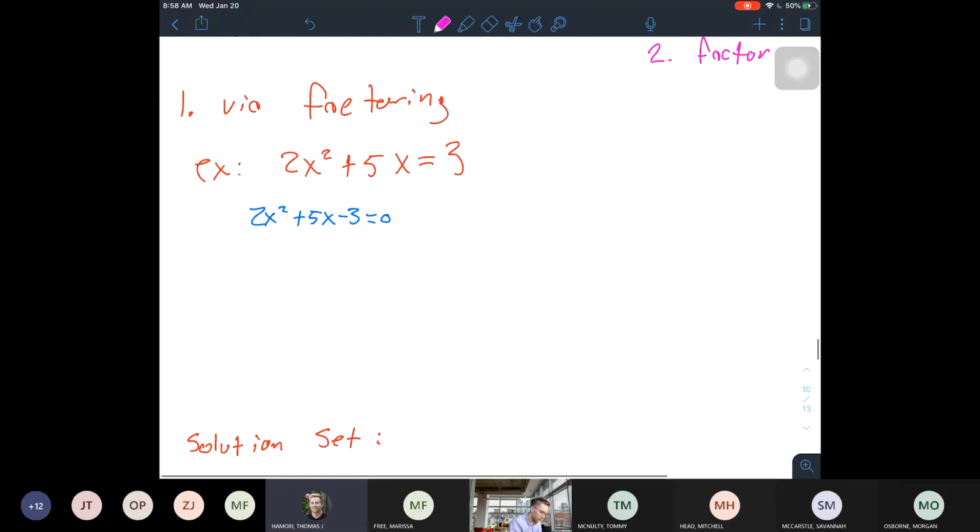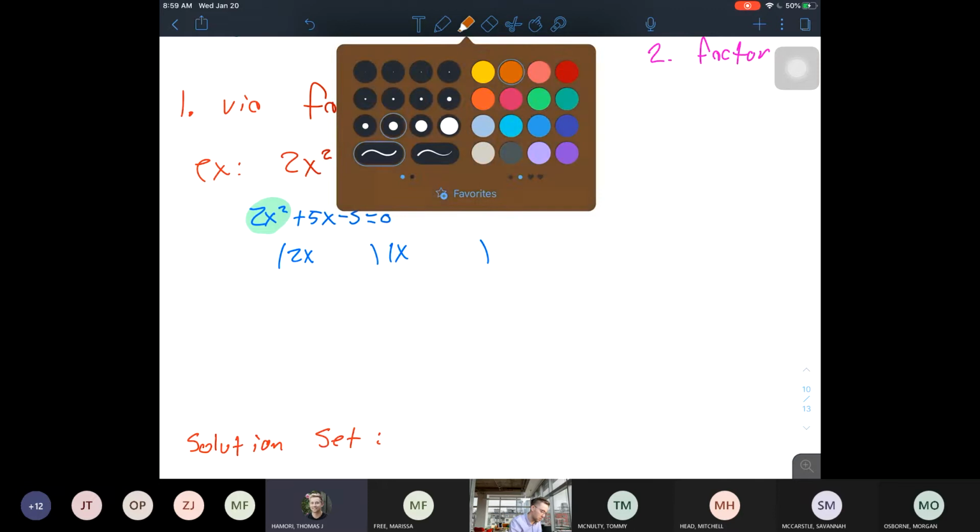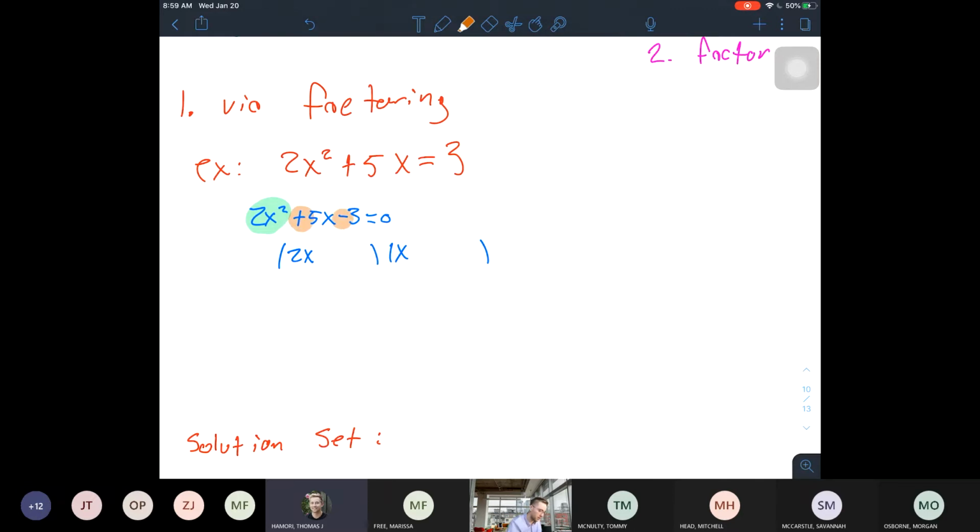So let's have some practice factoring this. You can do it one of two ways. I could use grouping, or I could just try to ham-fist my way through it. Since I've got 2x squared here, the only factors for 2 are 2 and 1. So one of these has got to be a 2x and the other one's got to be a 1x. I can also read what the signs should be. I've got a plus in the middle and a minus on the end, which means that I should have one plus sign and one minus sign, yet to be determined where they should go.